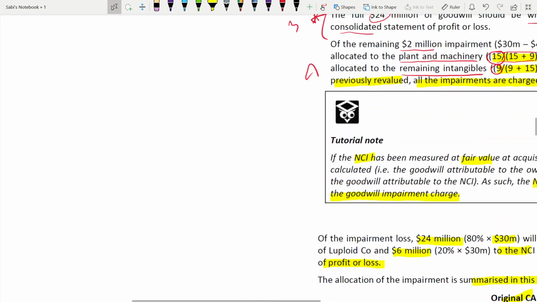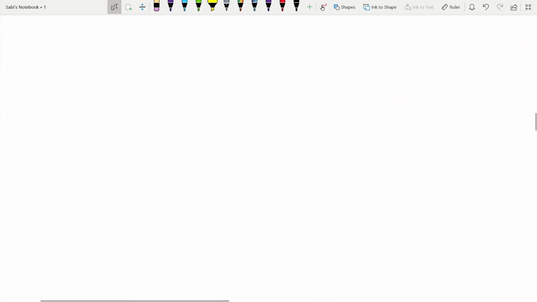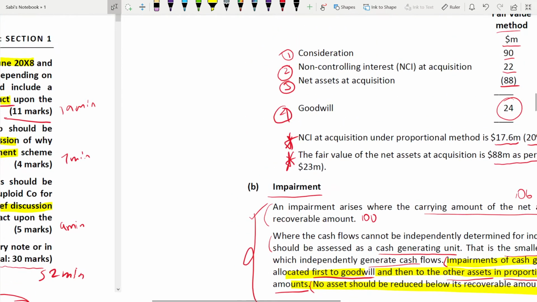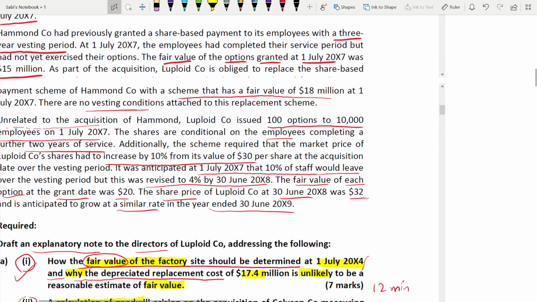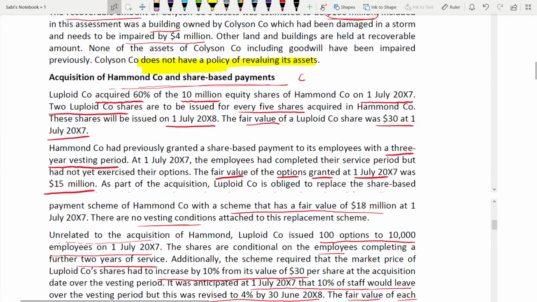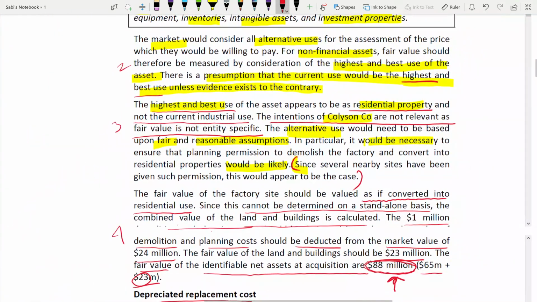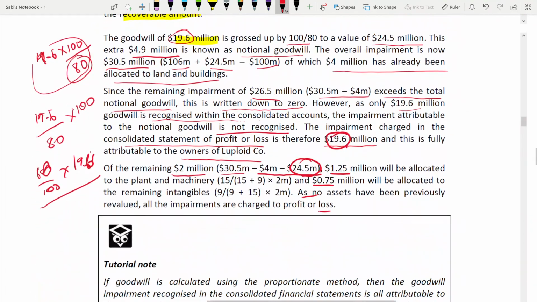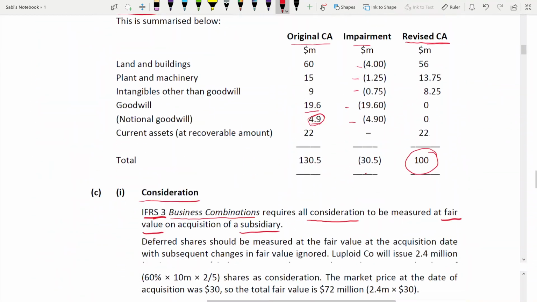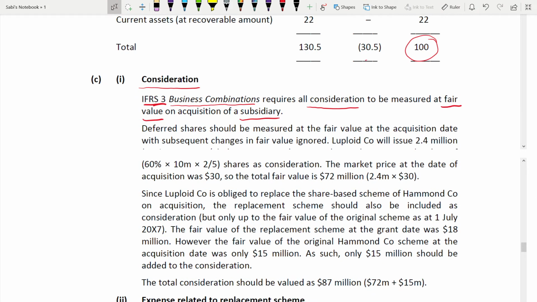Just wait a minute to see something. Yes, so this is what I wanted to show you. They have acquired 60%. The reason why they have told they have acquired 60% is that this will tell you that this is a subsidiary. More than 50% is a subsidiary. So measured at fair value on the acquisition of a subsidiary.